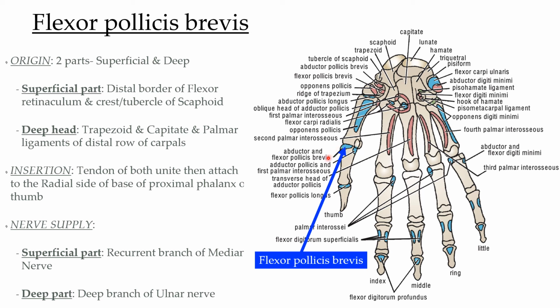Now let us talk about the proximal phalanx. This is the head of the proximal phalanx, shaft and base of the proximal phalanx. Now of this base, this is the lateral side and this is the medial side. So the site of insertion of flexor pollicis brevis is on the lateral side of the base of proximal phalanx of first digit, that is thumb.